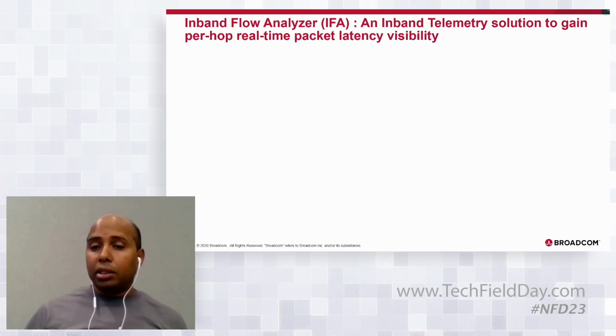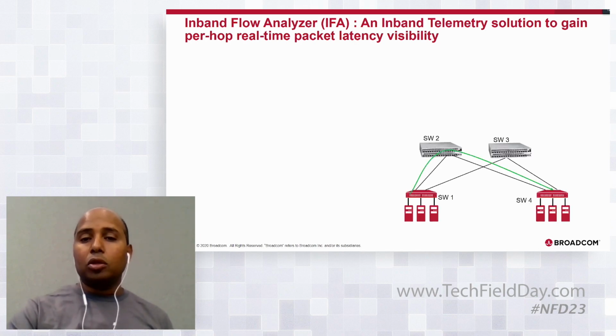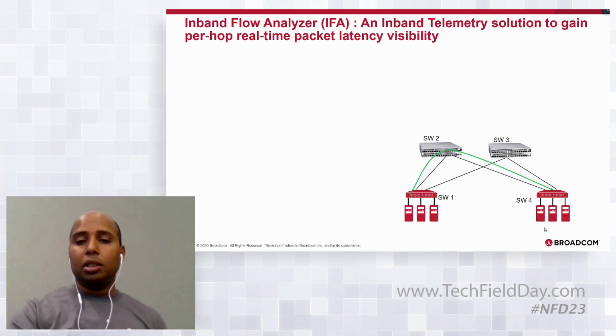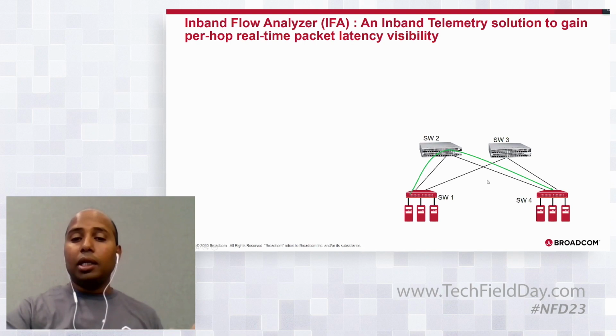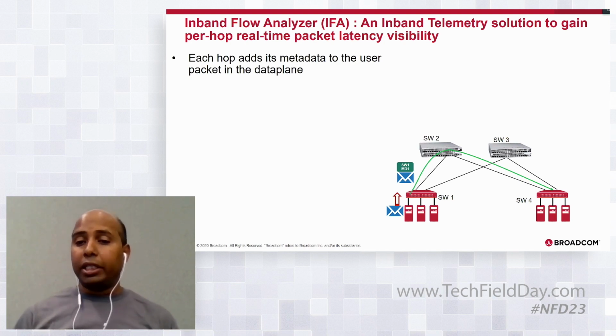Broadcom's Inband Flow Analyzer, also known as IFA, is the solution to gain per hop latency. Let me explain with a simple topology, a leaf-spine topology. Let's say switch 1 and switch 4 are leaf nodes, and switch 2 and switch 3 are the spine nodes. When a packet arrives at switch 1, it will add its own metadata.